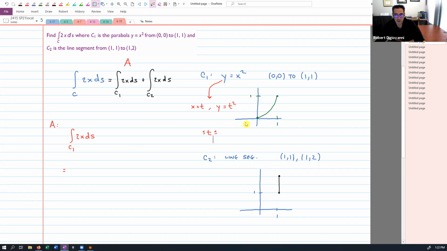Well, t is really x, right? So x goes from 0 to 1, so t should go from 0 to 1. I also need, within this formula I'm going to use, the derivatives of those. So dx/dt should be 1, and dy/dt should be 2t.